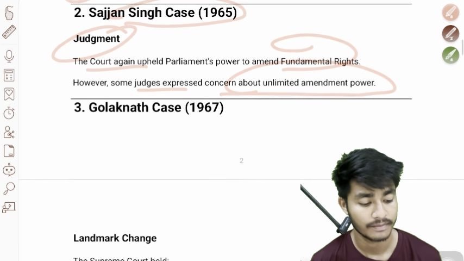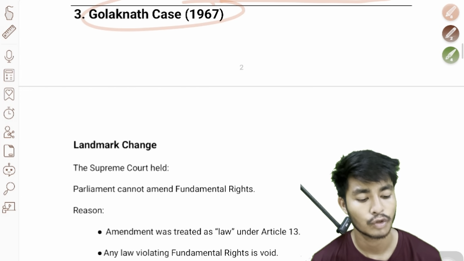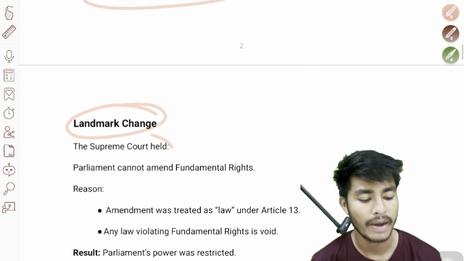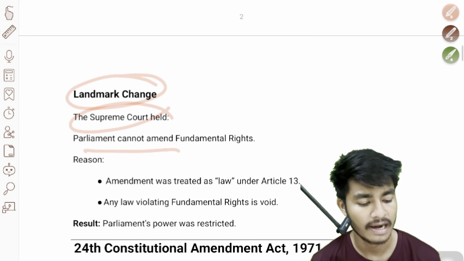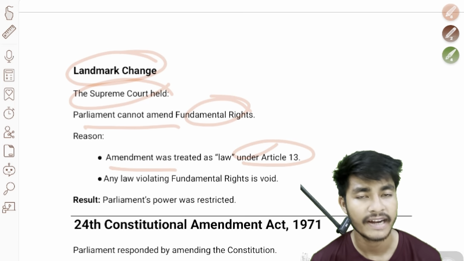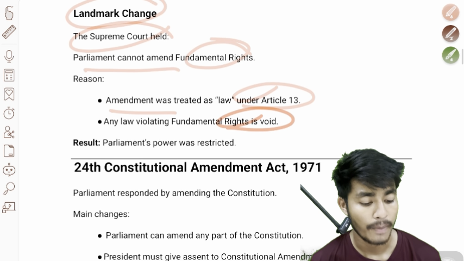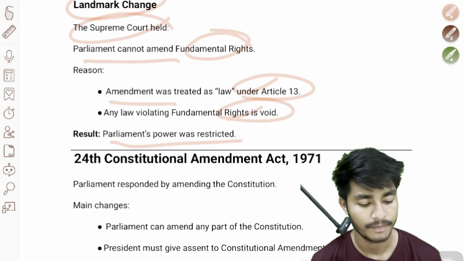Golak Nath case, 1967. Landmark change. The Supreme Court held that parliament cannot amend fundamental rights. Reason: an amendment was treated as a law under Article 13. Any law violating fundamental rights is void. Result: parliament's powers were restricted.